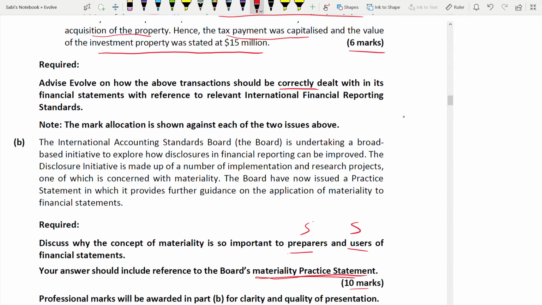Now, this is very small, and you don't have to link to the case study because there is nothing to link. You have to use your knowledge of materiality and the practice statement. The International Accounting Standards Board is undertaking a broad-based initiative to explore how disclosure can be improved. The Disclosure Initiative is made up of a number of implementation and research projects, one of which is materiality. The board has now issued a practice statement, which provides further guidance on the application of materiality to financial statements. Nothing from the case study you can take. Basically, they are trying to improve disclosure, so they have come up with a practice statement which says how to apply materiality to the financial statements.